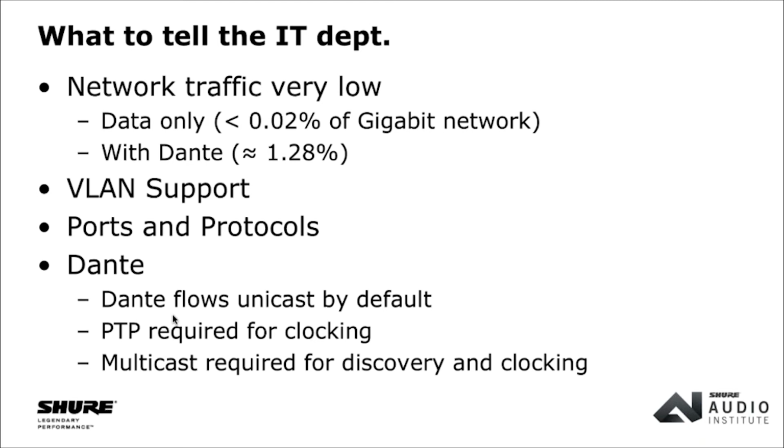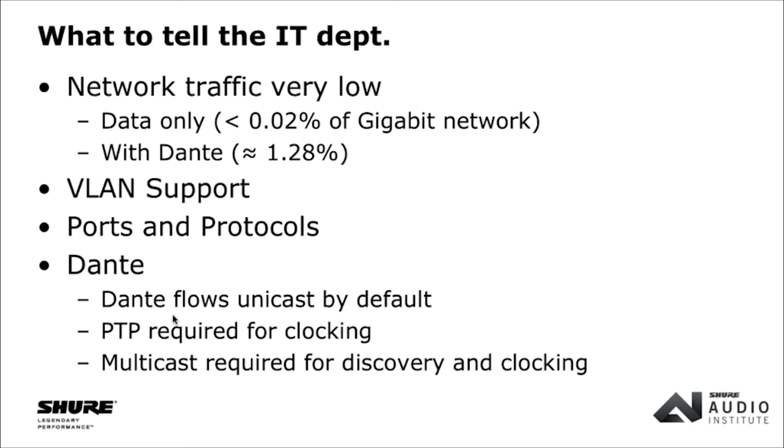Ports and protocols, I'll talk about in a minute here. And then just a couple more Dante things here. It's important to know that Dante flows are unicast by default. So we talked earlier about the difference between unicast, multicast, broadcast. Dante flows are unicast. You can create multicast Dante flows if you need the same signal to go to multiple devices, but they're unicast by default.